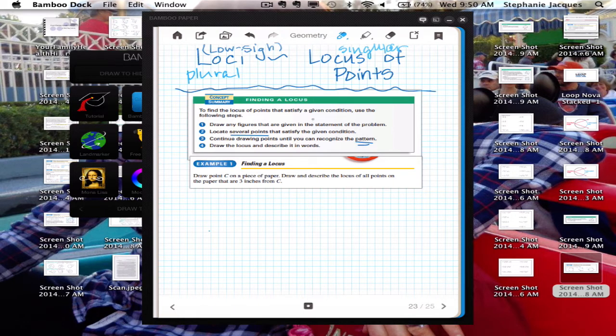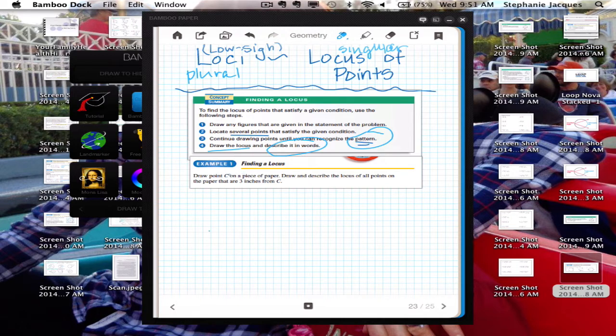Okay, so let me go through all these and then we'll talk about, well, what does that mean? So finding the locus of points that satisfy a given condition, we use the following steps. So we draw the figure that they indicate to draw, and that's always in the problem. Then you're going to locate several points that satisfy the given condition. You're going to continue drawing points until you recognize that pattern that you see. Draw the locus and describe it in words. So you've been drawing it by using these steps, and then you just describe what it is in words.